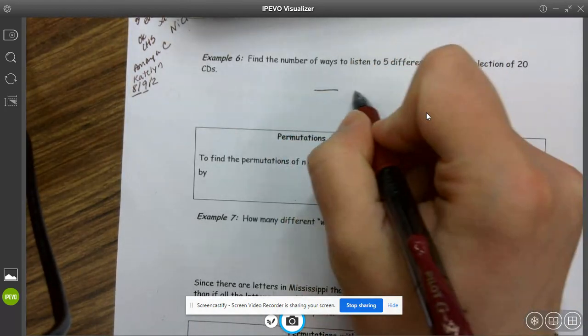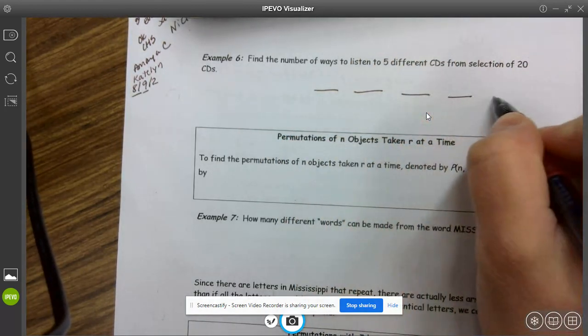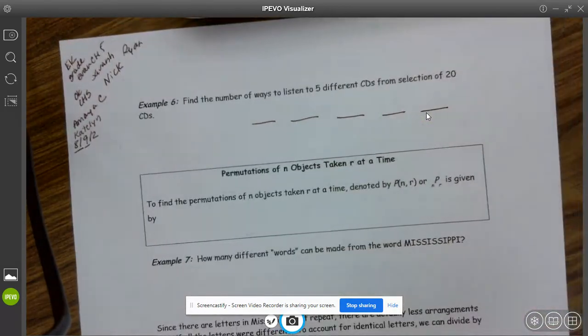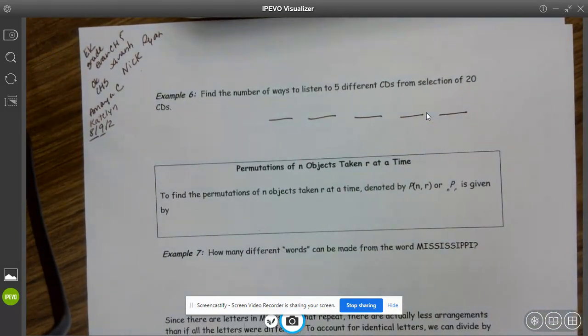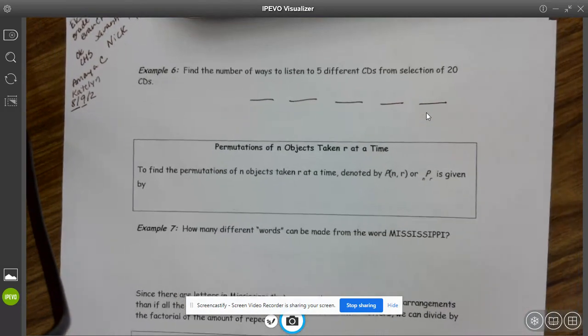Say there's 5 CDs. You kids are too young to know that there was a 5-disc CD player in cars. I remember a time where if you got a 5-disc CD player in your car, that was cool.